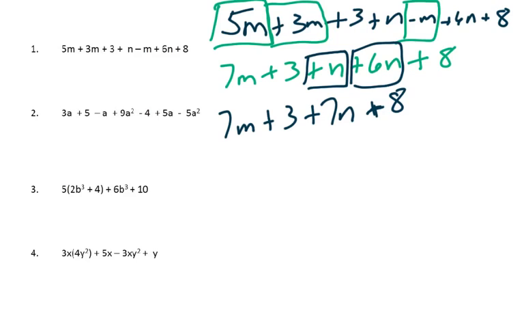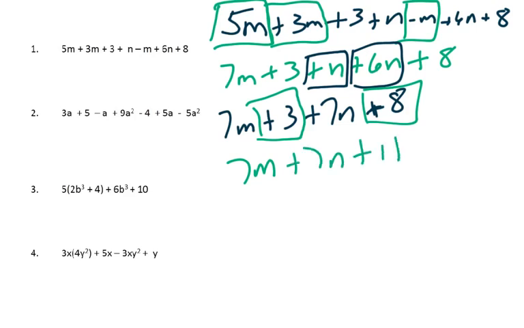Okay, now I have to combine my constants. So I have my plus 3. I have my plus 8. So I'm going to keep my 7m. 3 plus 8 is 11. I'm going to keep my 7n plus 11. So there it is. 7m plus 7n plus 11 is the answer that we're looking for here.